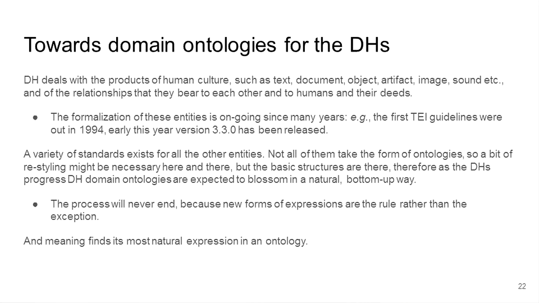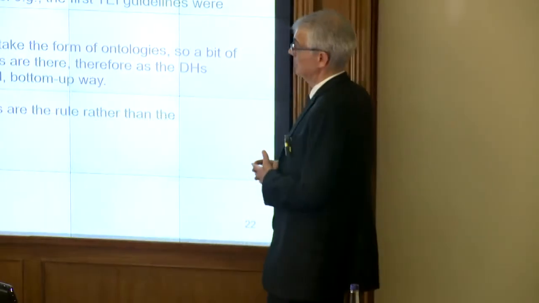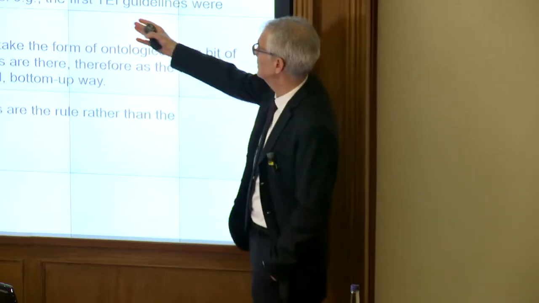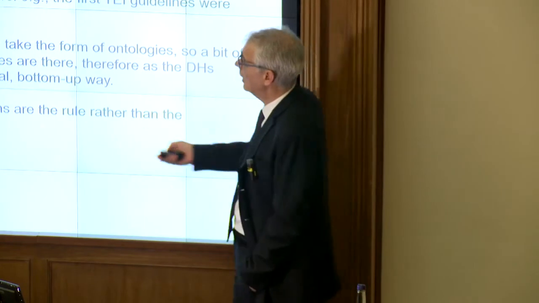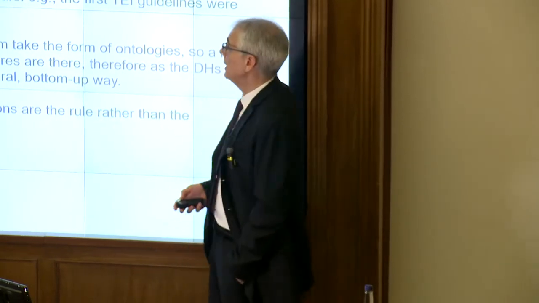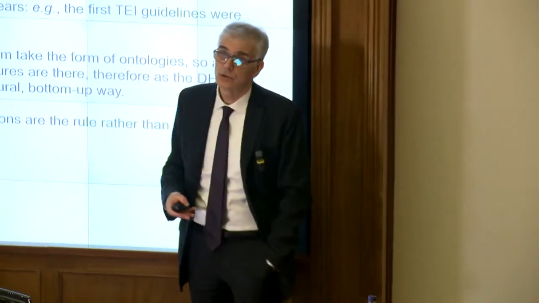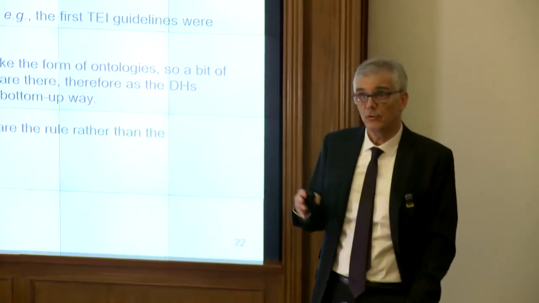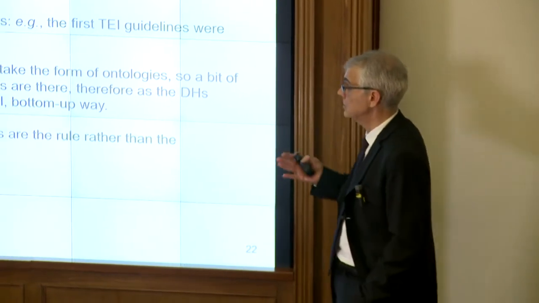Okay. So in the digital humanities, my understanding is that they deal with the product of human culture: text, documents, objects, artifacts, images, sounds, and the relationship that they bear to each other and to humans and their deeds. So the formalization of these entities in terms of formal systems has been ongoing for many years. The first guidelines of the Text Encoding Initiative were out in 1994. Early this year, version 3.3.0 was released, an incredible amount of work for formalizing text. This is very relevant.